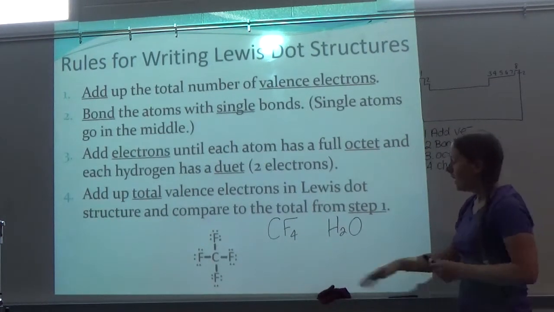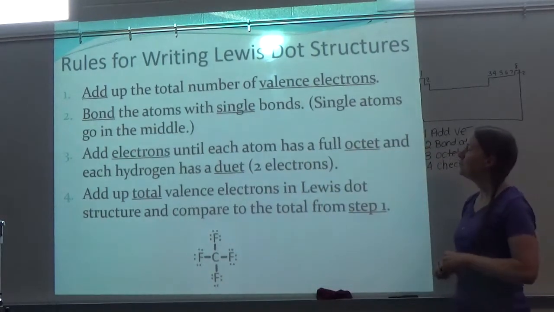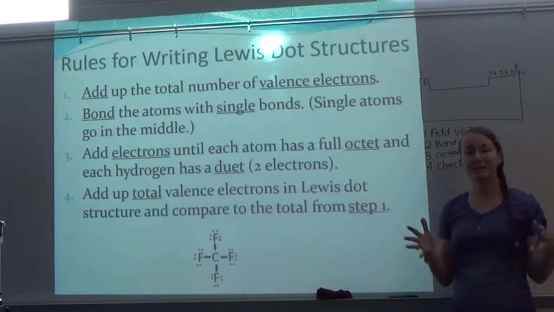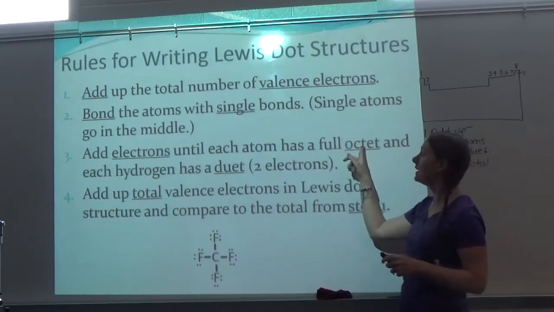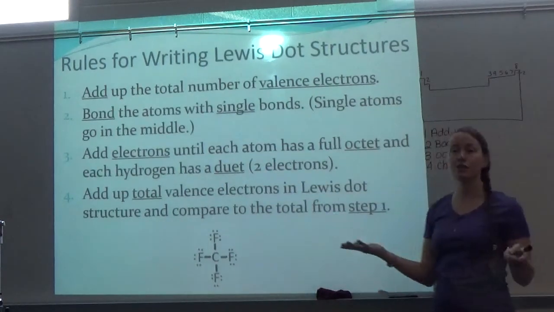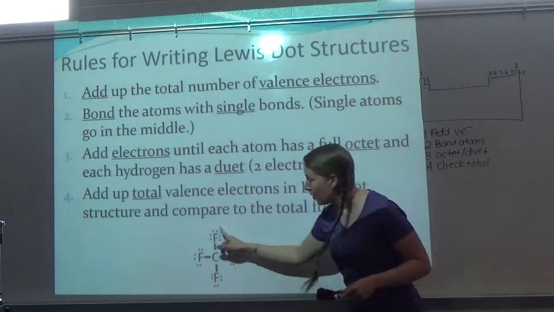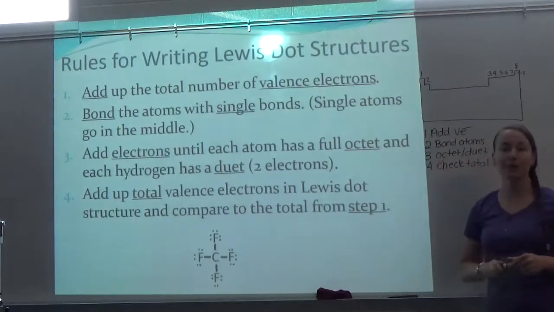All right, next one says add electrons until each atom has a full octet and each hydrogen has a duet. So we're going to make everybody stable. So I give enough electrons to everybody to satisfy either the octet rule or for hydrogen the duet rule. And then add up the total valence electrons. So I'm going to add up all my electrons that I drew in my Lewis-Dot structure and compare it to how many I'm allowed to have.